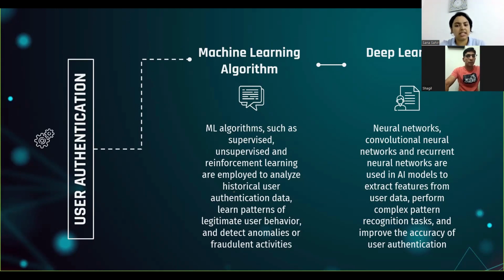The next would be deep learning techniques. Deep learning techniques are used to extract features from user data and then form patterns across it, and use those patterns to recognize which is an authentic user, and which is an unauthentic user, someone else using the same valid credentials. So technically it directly improves the accuracy of user authentication.